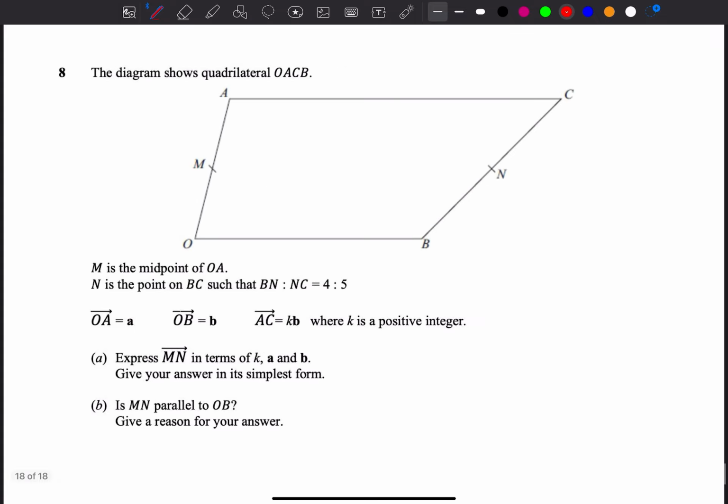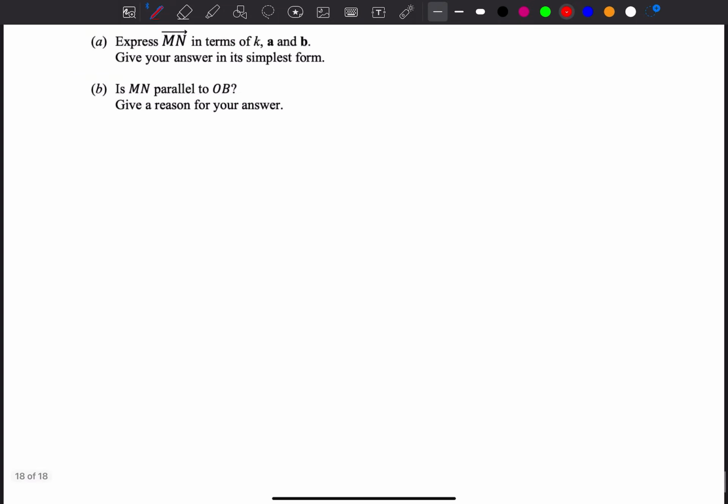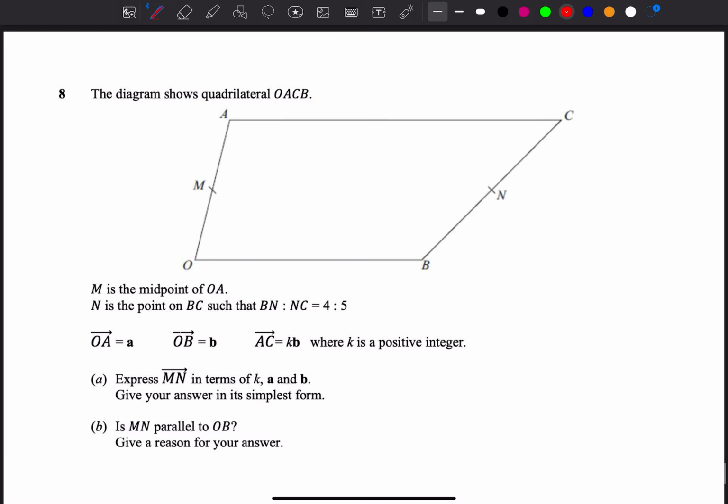The next one. Give MN in terms of a, b and k. What does it say? Okay, OA is a. But remember, OA is a, but M is a midpoint, so technically this is a half a. That is also a half a. OB is b. AC is kb, so that's k of b. They told you BN to NC: BN is 4, NC is 5, out of a total of 9.